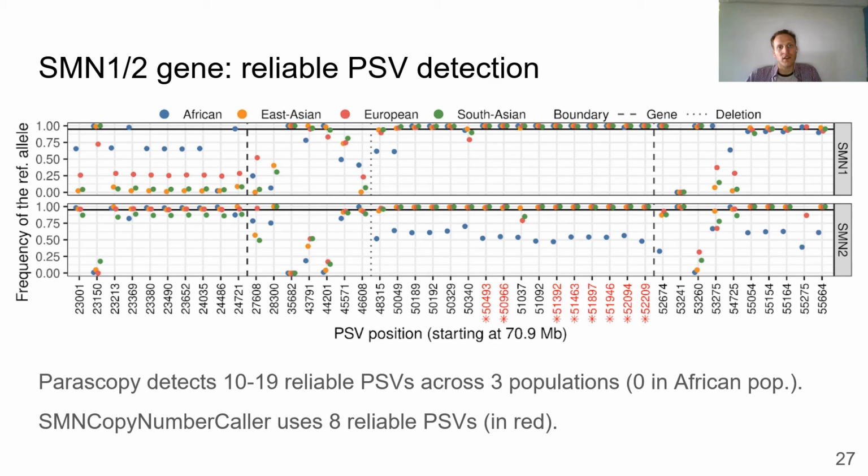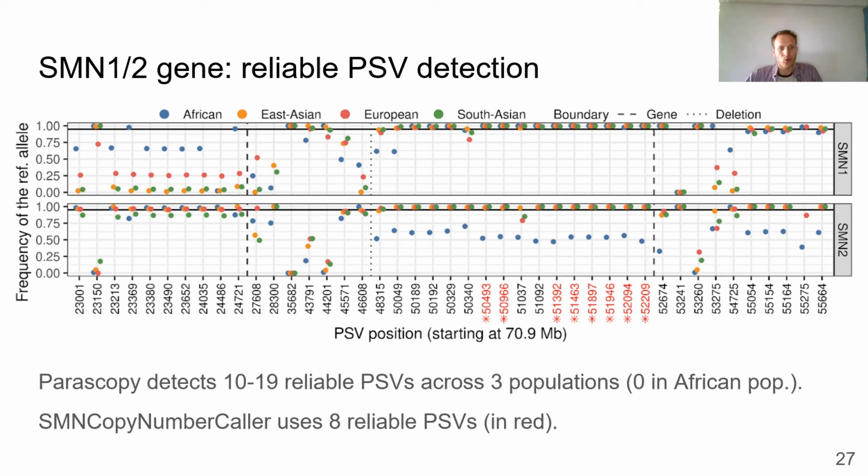Next, we looked at PSVs in SMN1 and around it. On the y-axis, it's frequency of the reference allele. It's F values that we defined earlier. If a PSV is reliable, points will be high on both subplots.